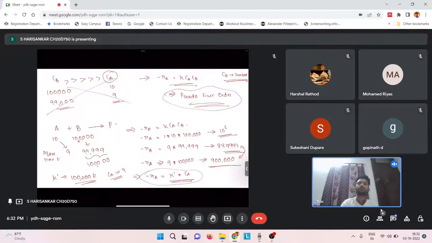Now, did you understand why we are able to take the concentration of Cb as a constant here, and we are able to approximate it as a first order reaction?